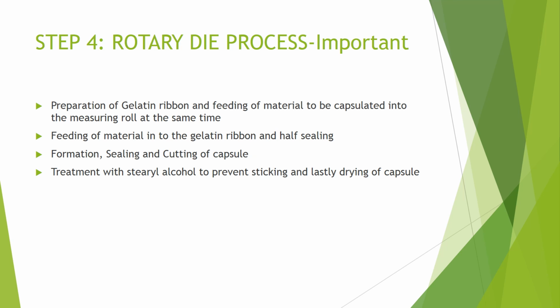Step number 4 is considered to be the most important step, that is preparation of soft gelatin capsule using rotary die process. In this technique, the entire gelatin solution is converted into thin gelatin ribbon. The thickness of gelatin ribbon depends on the type of capsule that we want to manufacture. The feeding material is enclosed within these gelatin ribbons.